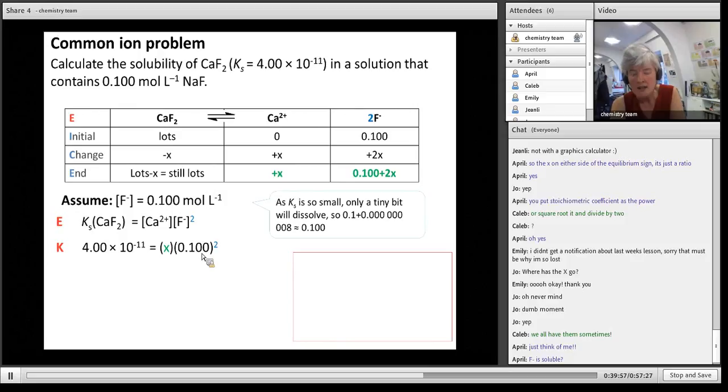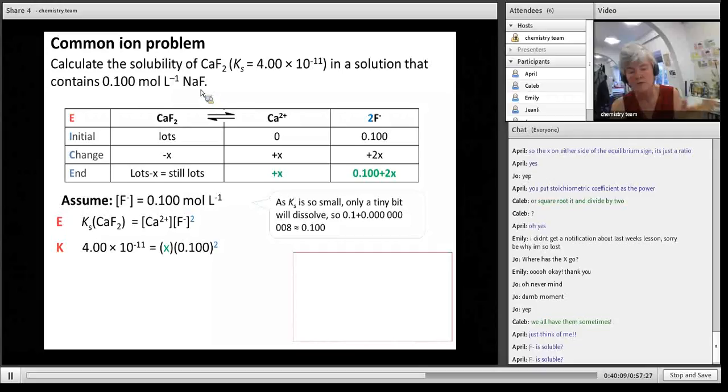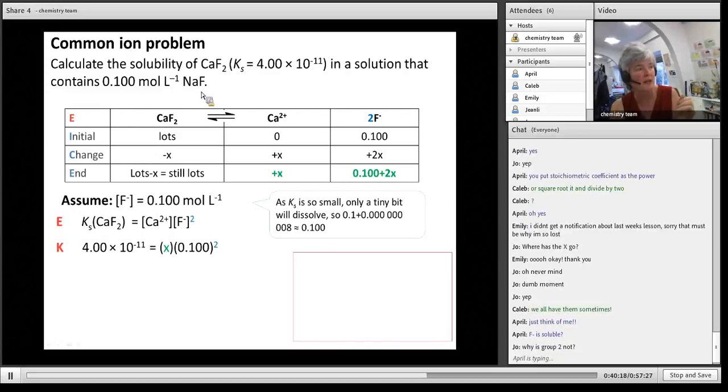So F minus, is it soluble? It depends on the salt. So sodium fluoride is soluble. All group 1, well, the ones you come across commonly, lithium, sodium, potassium, all of those are soluble. Okay, so if you get given something like this, you just know that the sodium and fluoride is soluble. But calcium fluoride is not, and that's why we're using it. So, but a tiny bit of calcium fluoride will dissolve.